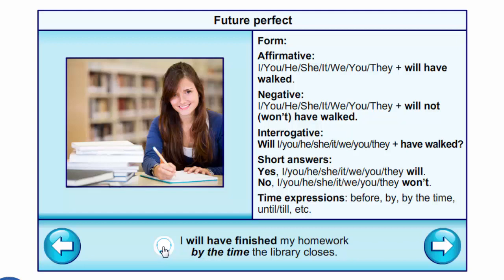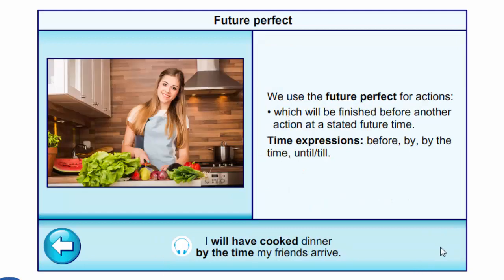I will have finished my homework by the time the library closes. We use the future perfect for actions which will be finished before another action at a stated future time. I will have cooked dinner by the time my friends arrive.